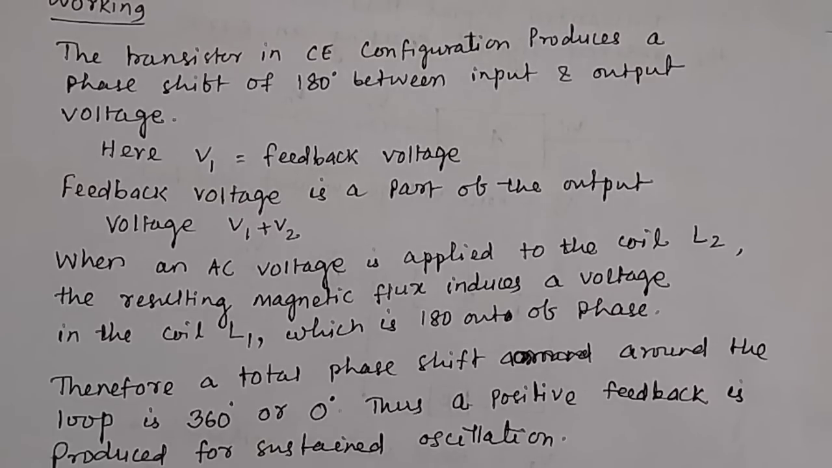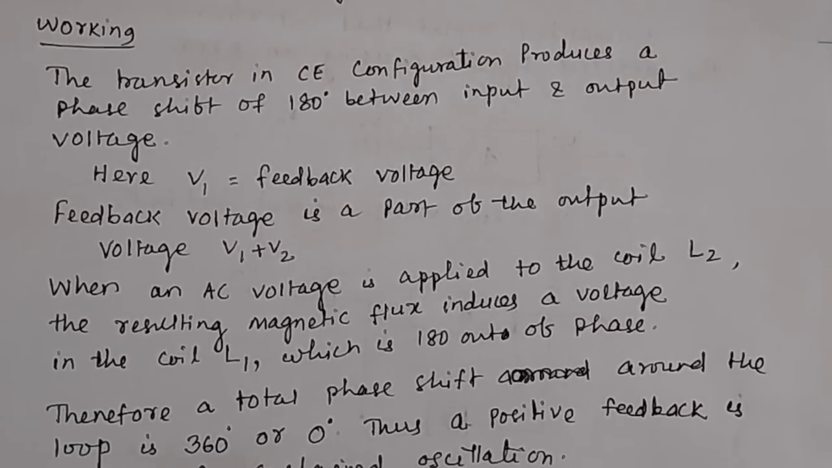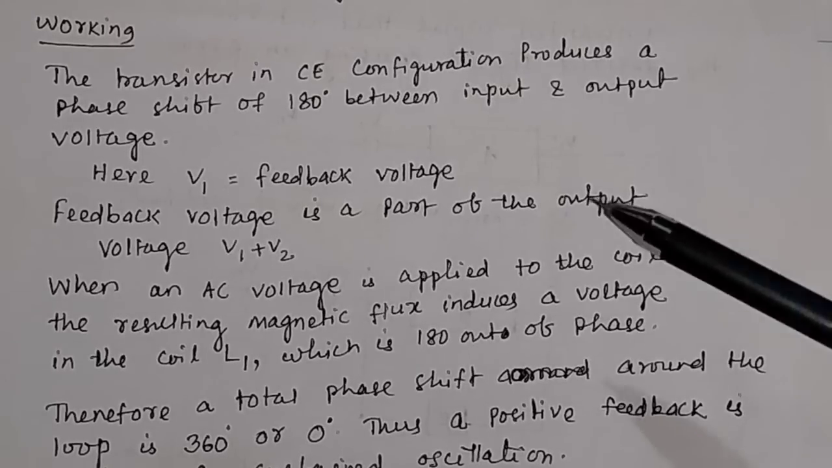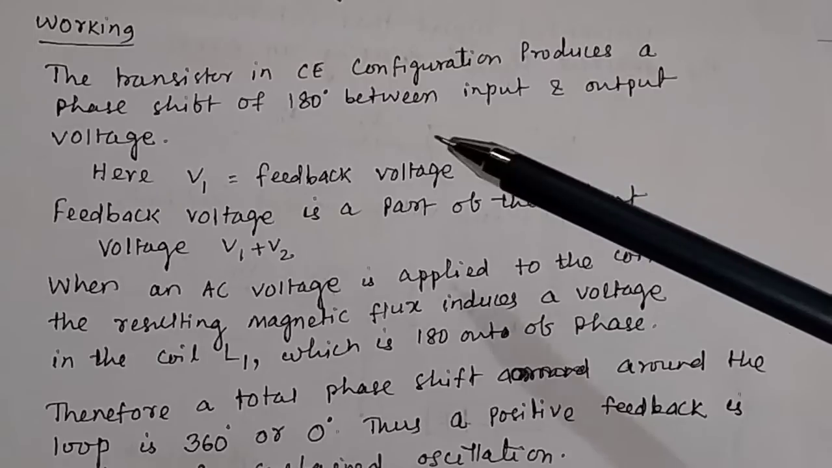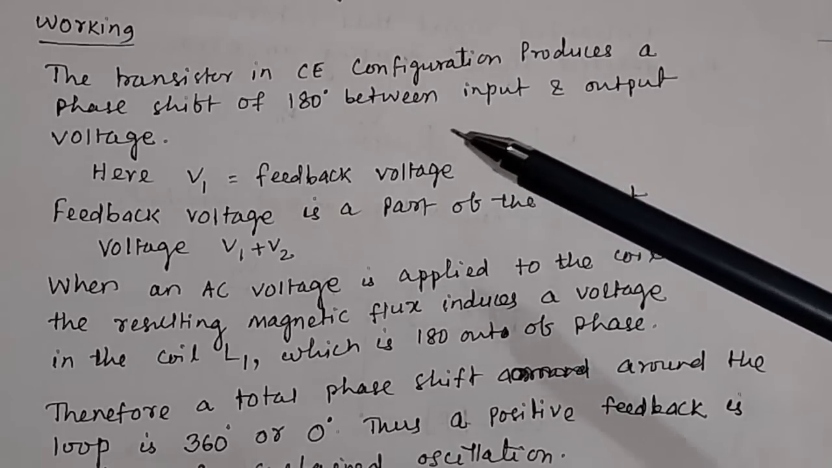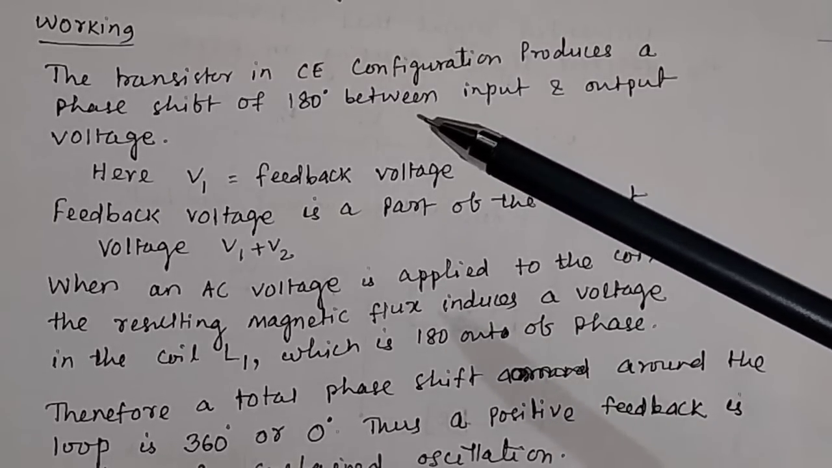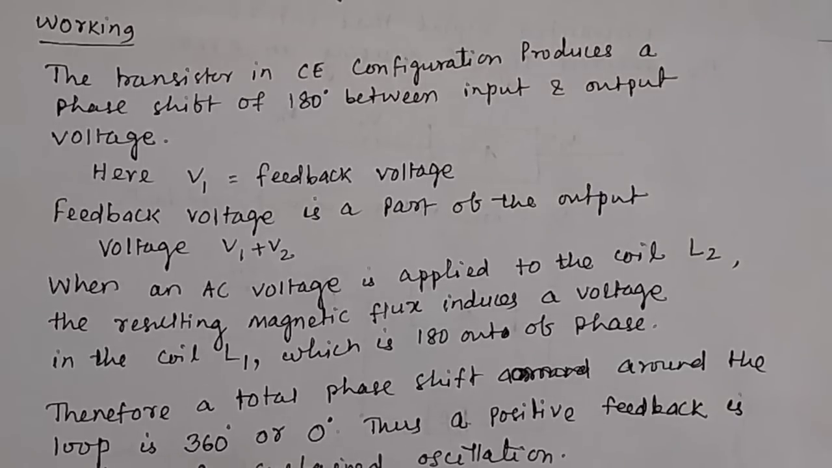Now let us discuss the working of the Hartley oscillator. As we know, the transistor which is in common emitter configuration will produce a phase shift of 180 degrees between input and output voltage. And here you have two voltages.